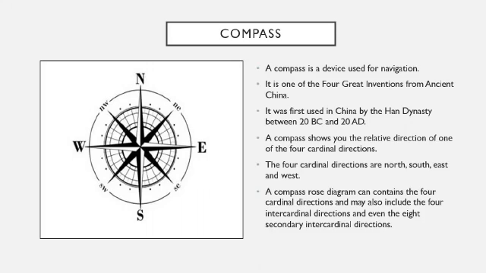A compass rose diagram can contain the 4 cardinal directions and may also include the 4 intercardinal directions and even the 8 secondary intercardinal directions. While we were looking at the diagram, we talked a bit about the words noted in small letters. We now understand that the words noted in small letters are referred to as intercardinal directions or points. Now, what's the use of this? We'll get into it in greater detail as we continue with our lesson.